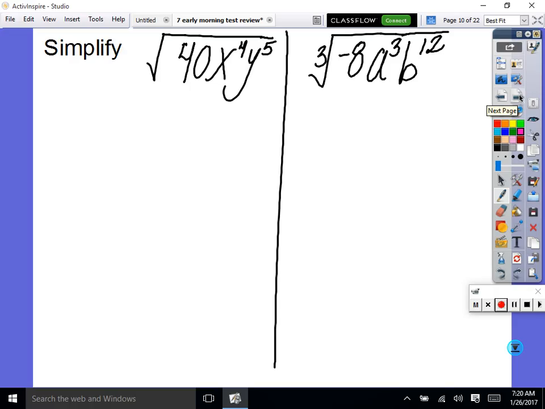Okay, next part of the test, we'll say simplify. You won't have to put in absolute values on this. I'm just saying simplify. So as long as we can simplify correctly, 40 is 4 times 10. 10 is 5 and 2. 4 is 2 and 2. We're pulling out groups of 2, correct? So we'll pull out a 2. This has got to stay. This has got to stay, right?